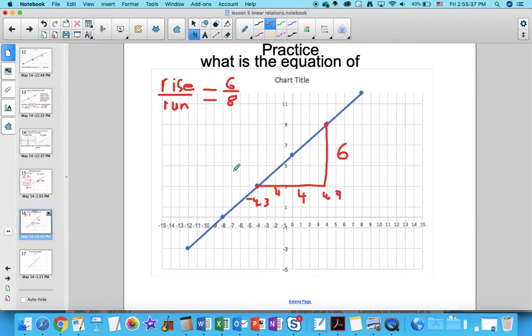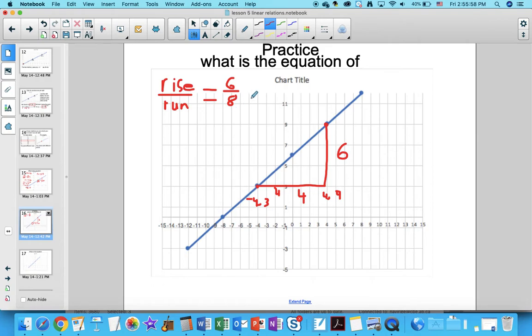All right? So my rise over my run is 6 over 8. Uh-oh, that doesn't divide nicely. What can we do now? Well, you can have a decimal or fraction as your slope. That can just work just fine, right? So you just go 6 divided by 8.